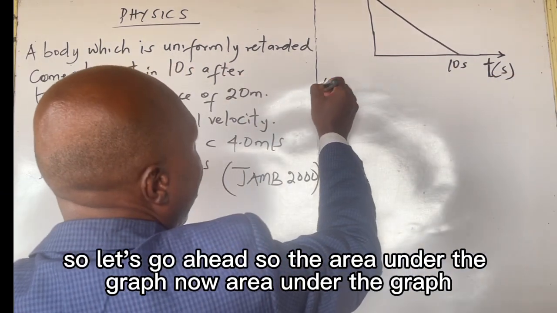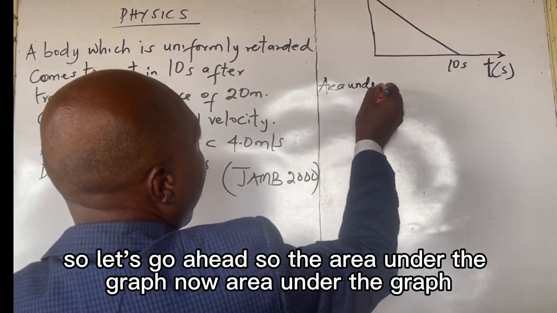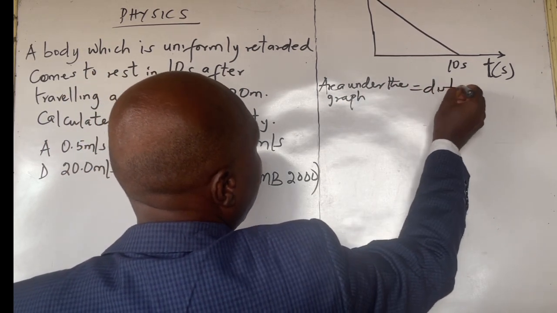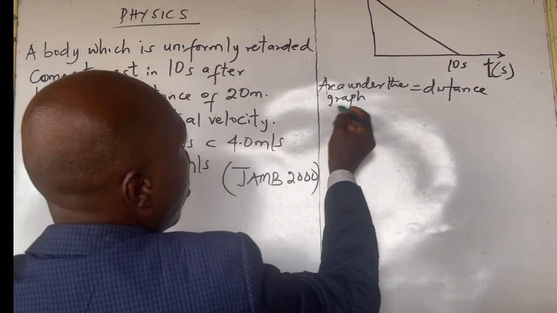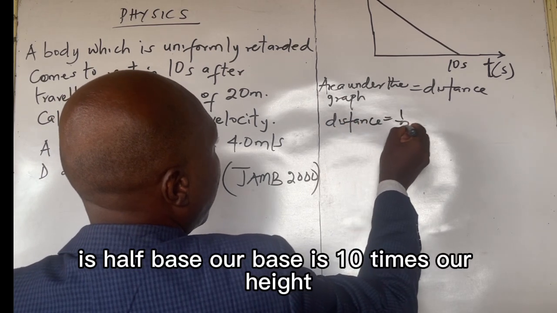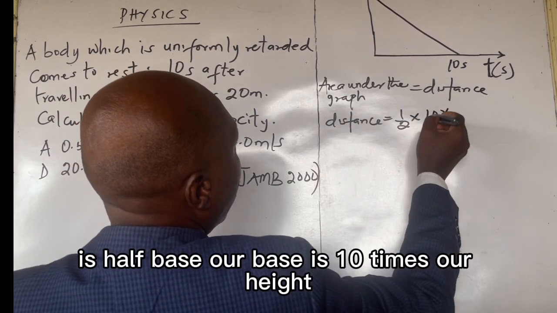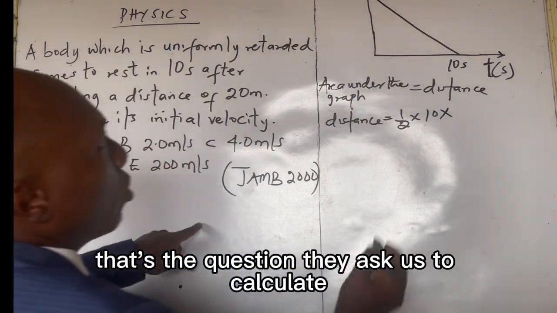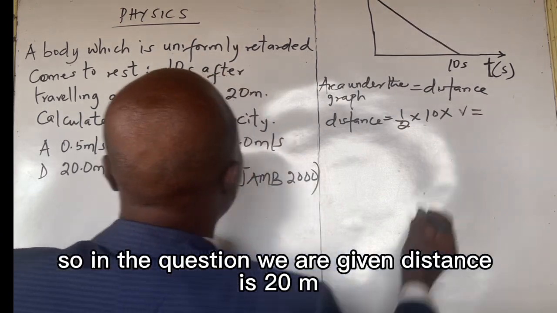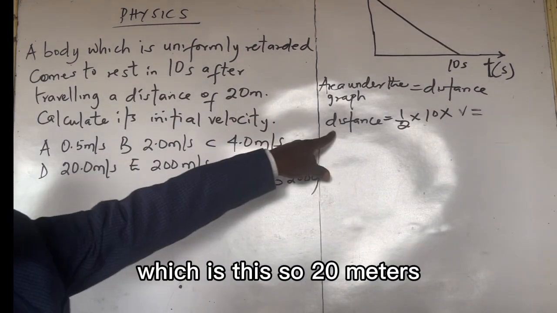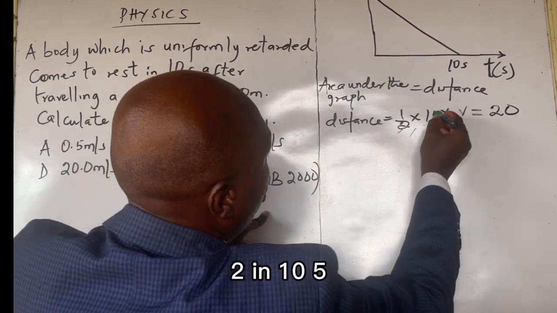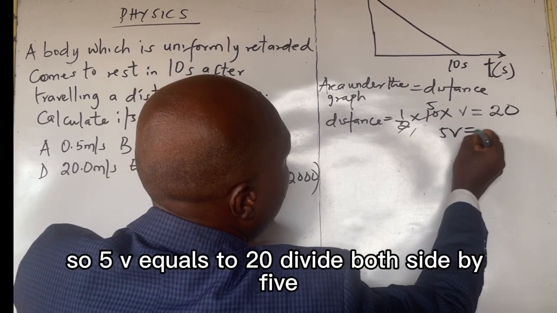So the area under the graph now, area under the graph is the distance. So we have distance now is half base. Our base is 10 times our height. That's the question they asked us to calculate. So half base, let's call it the velocity. That's the initial velocity. So in the question we are given distance is 20 meters, which is this. So 20 meters. So from here we can say 2 here 1, 2 in 10, 5. So 5v equals 20.